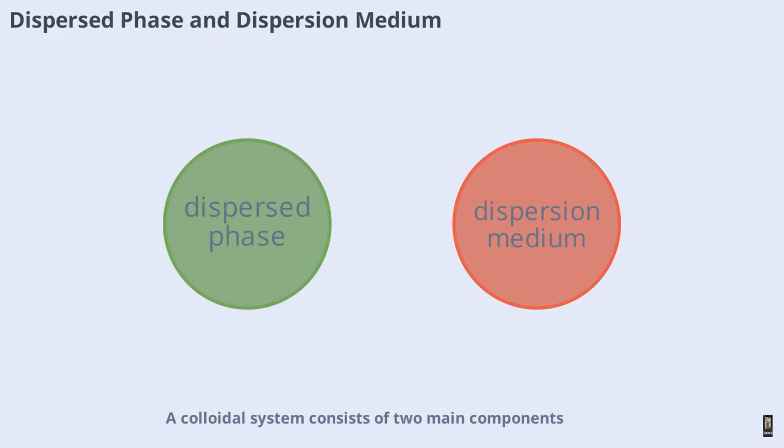A colloidal system consists of two main components, the dispersed phase and the dispersion medium. The dispersed phase is the substance distributed throughout the system, while the dispersion medium is the substance in which the dispersed phase is spread. For gels, the dispersed phase is typically a liquid and the dispersion medium is a solid. For emulsions, both the dispersed phase and the dispersion medium are liquids. This distinction is crucial for understanding the behavior and properties of gels and emulsions.